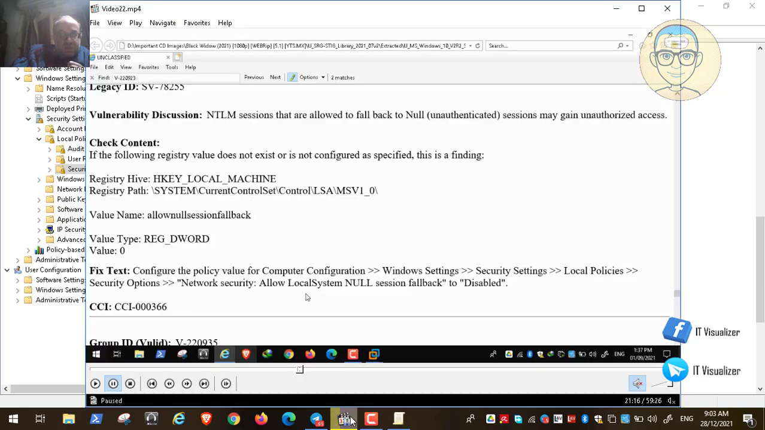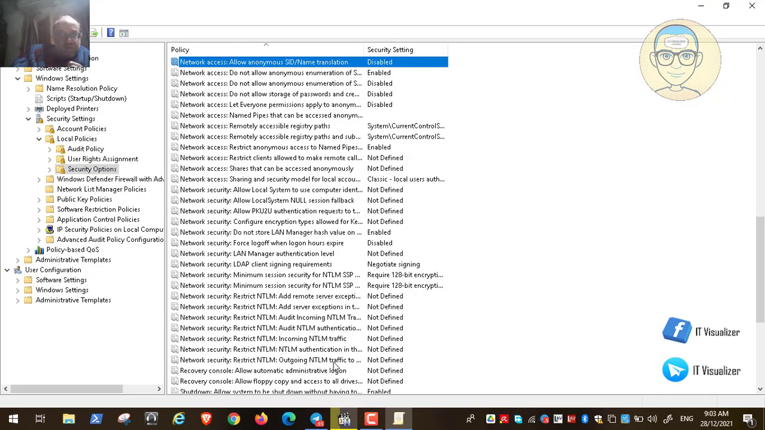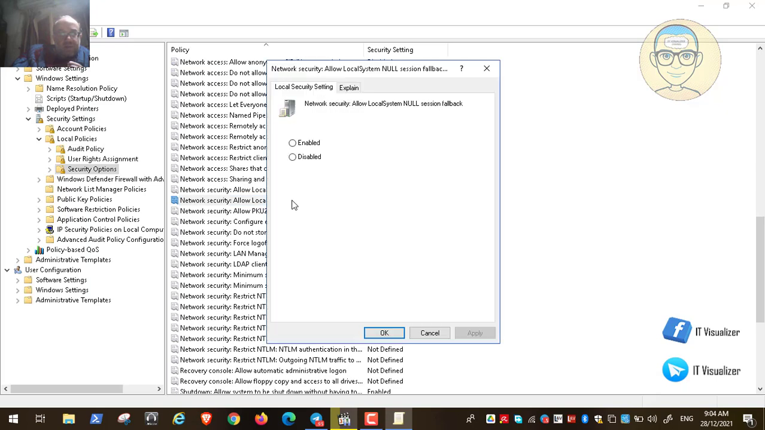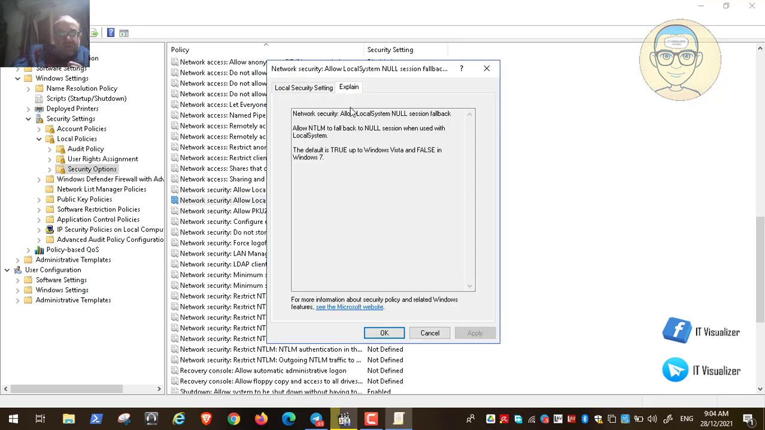Let's see here, allow local, yes, here it is, this is the one. Let's see the explanation. To allow fallback to null session when used with local system, the default is true up to Windows Vista and false in Windows 7. So enable to allow to fall back to null session when used with local system.